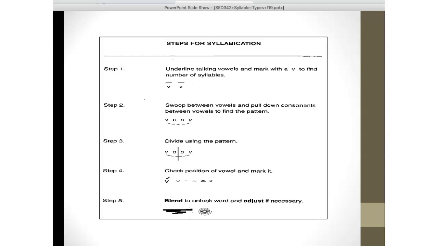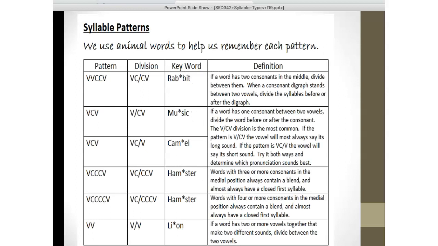And then see if there's any other vowel or syllable types that they can mark, and then they code it so they know what type of vowel it is. Is it long or short? And put the diacritical mark on it. And then they can sound it out.